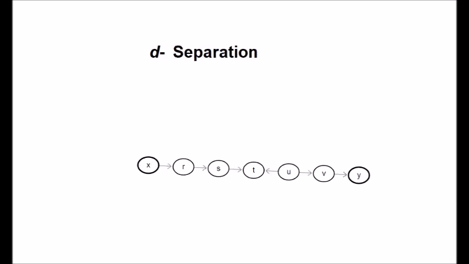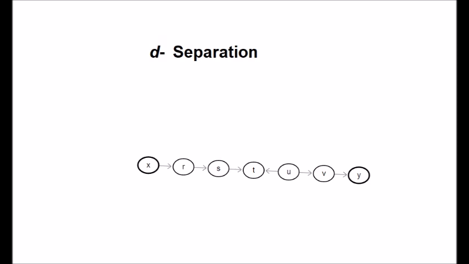Now see the next graph. In this graph, X is connected to R, R is connected to S, and S is connected to T. U is connected to T, U is connected to V, and V is connected to Y. But you can see that T is the collider. I have already explained collider. T is the collider. Therefore, this T will block any transfer of effect or signal from X to Y. Therefore, we will say that X and Y are d-separated.